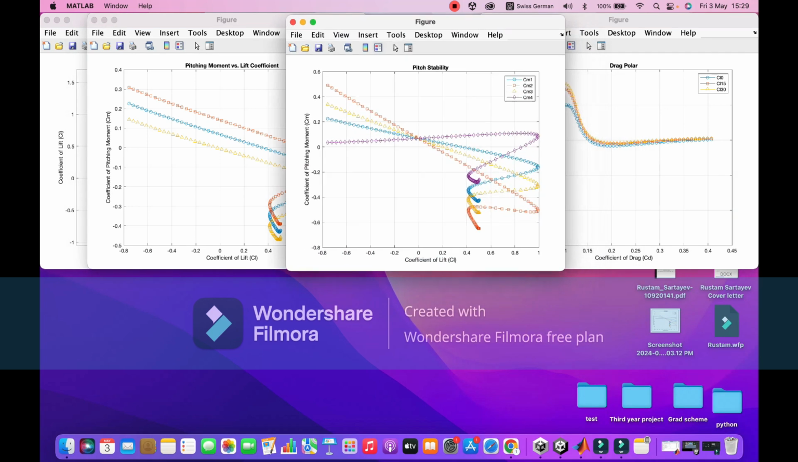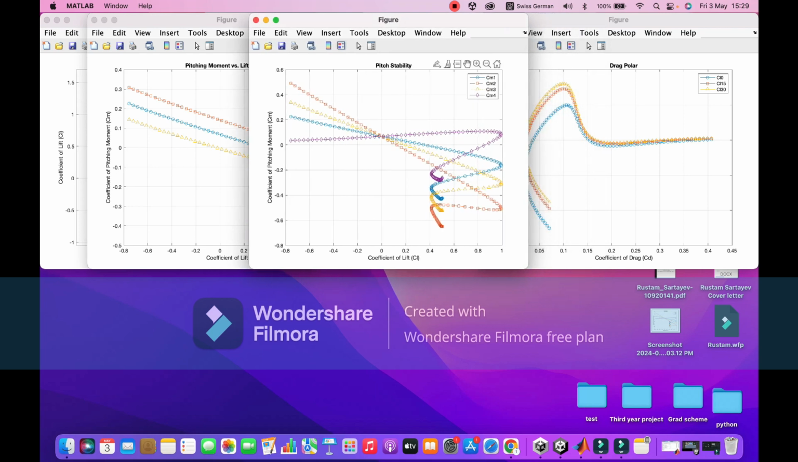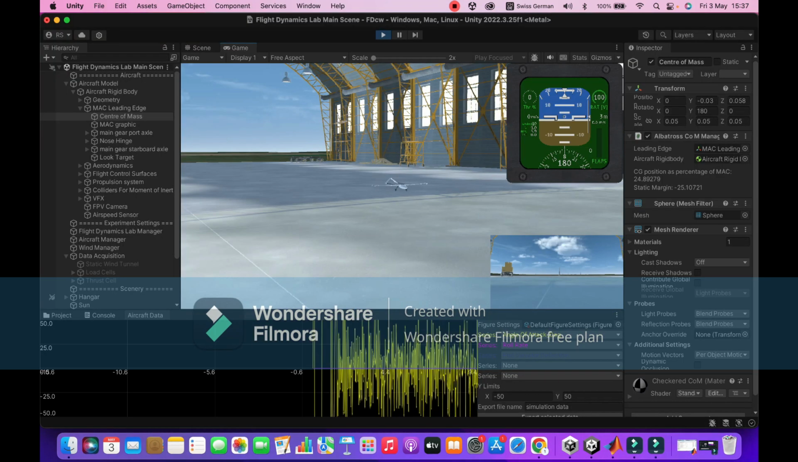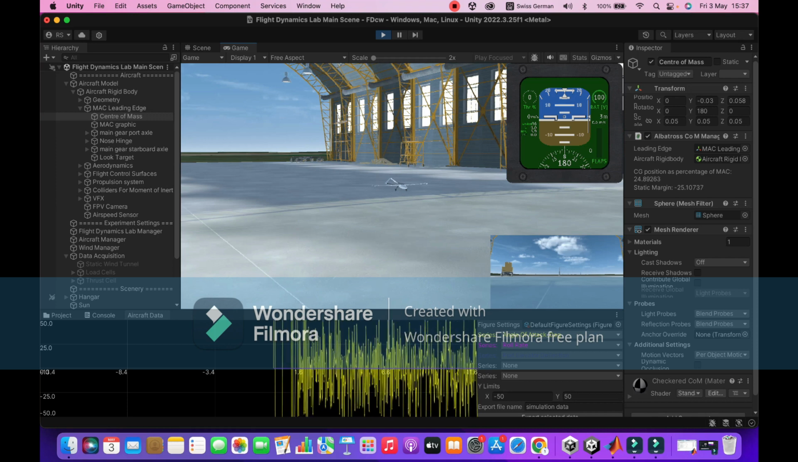And the last graph is the pitch stability, which is in the middle now. The graph illustrates the coefficient of pitching moment versus the coefficient of lift for 4 different configurations, and each configuration shows a decreasing trend of CM as the CL increases, suggesting varying stability characteristics. The neutral point where CM crosses 0 is different, and it varies from 0.15 to 0.3. These transitions indicate that higher CL values are needed for configurations with initially more positive CM to achieve neutral stability. So now we move on to the free flight testing.